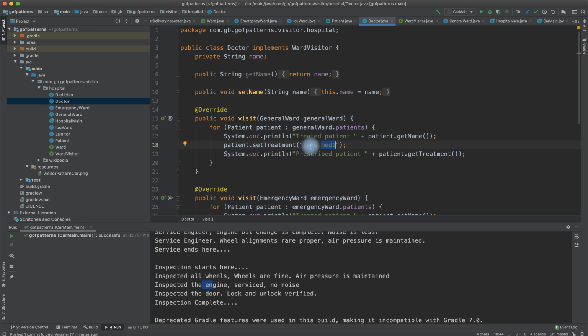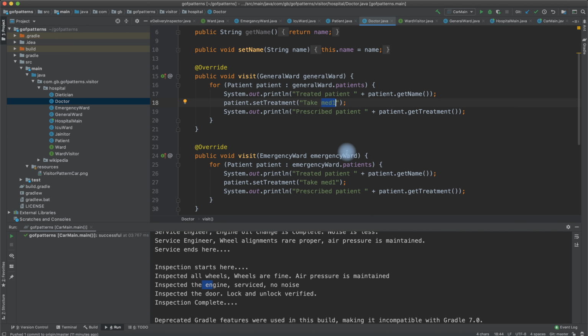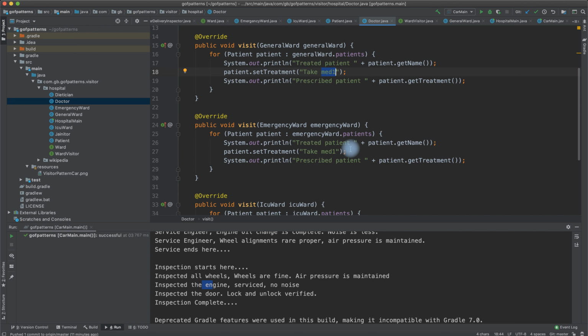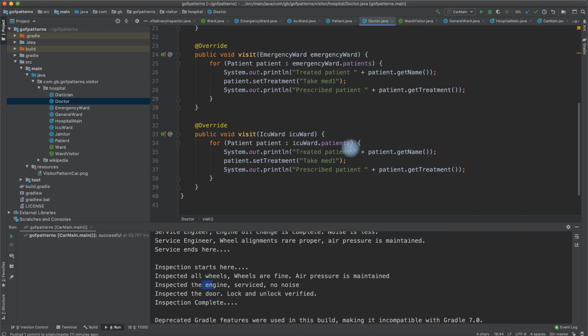prescribed medicine one, we can say that. And then they are saying to prescribe this medicine to this patient. That's what he is doing. Similar is the functionality for the emergency ward as well. He goes and visits every patient, prescribes some medicine, and comes out. The doctor goes, prescribes some medicine, and then comes back.